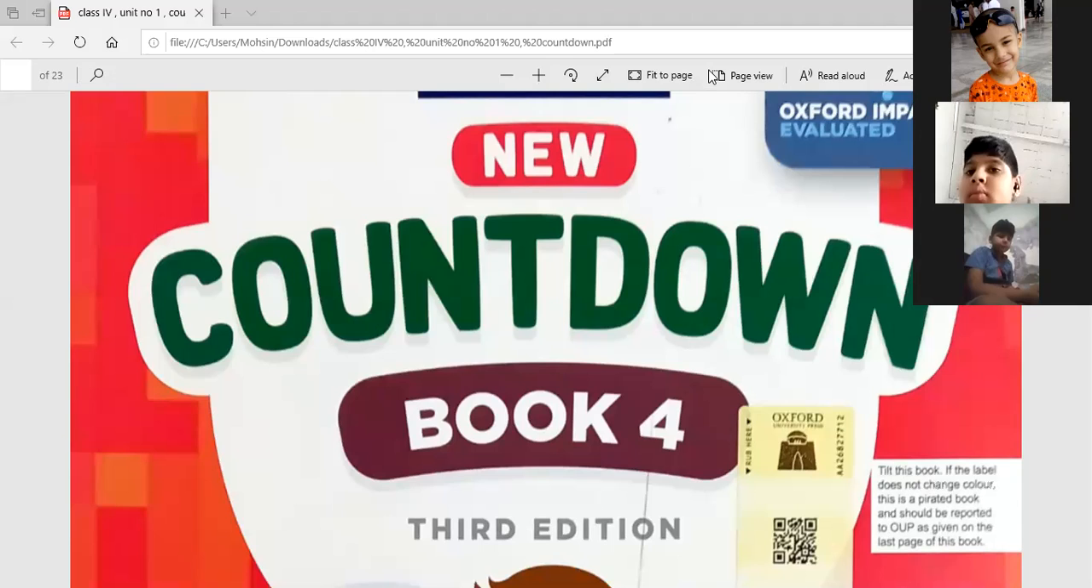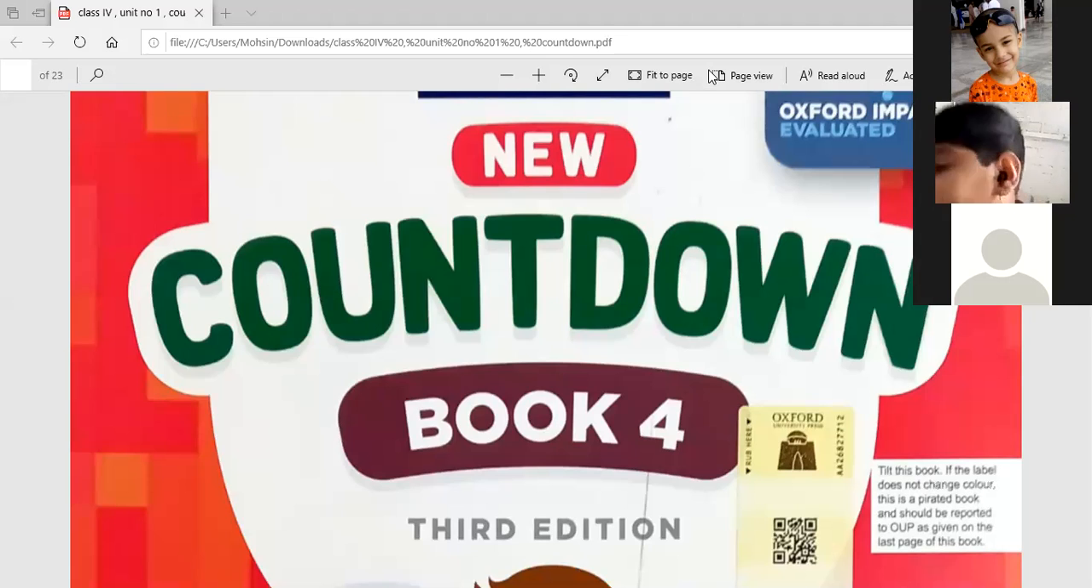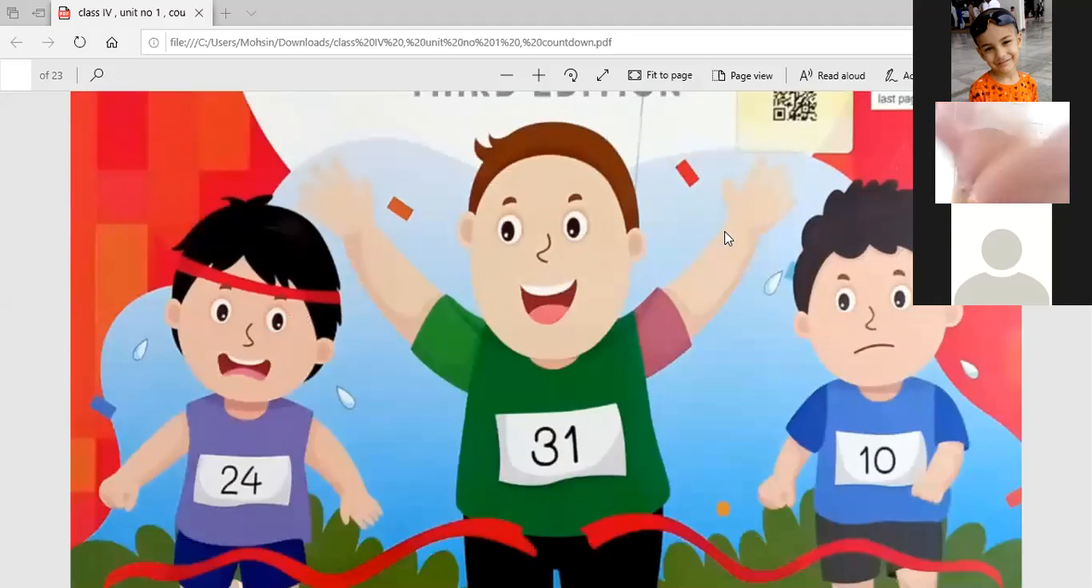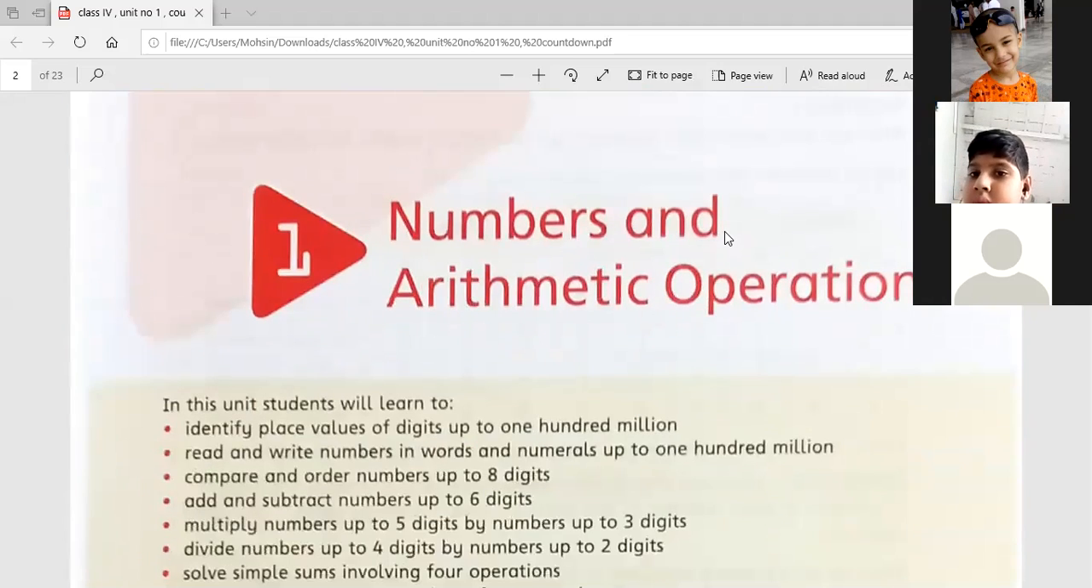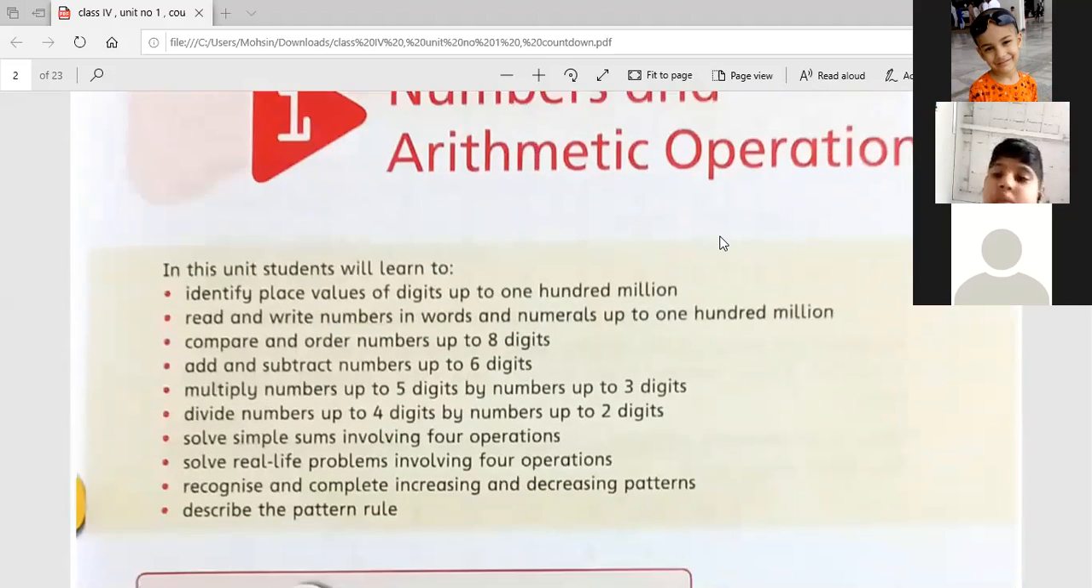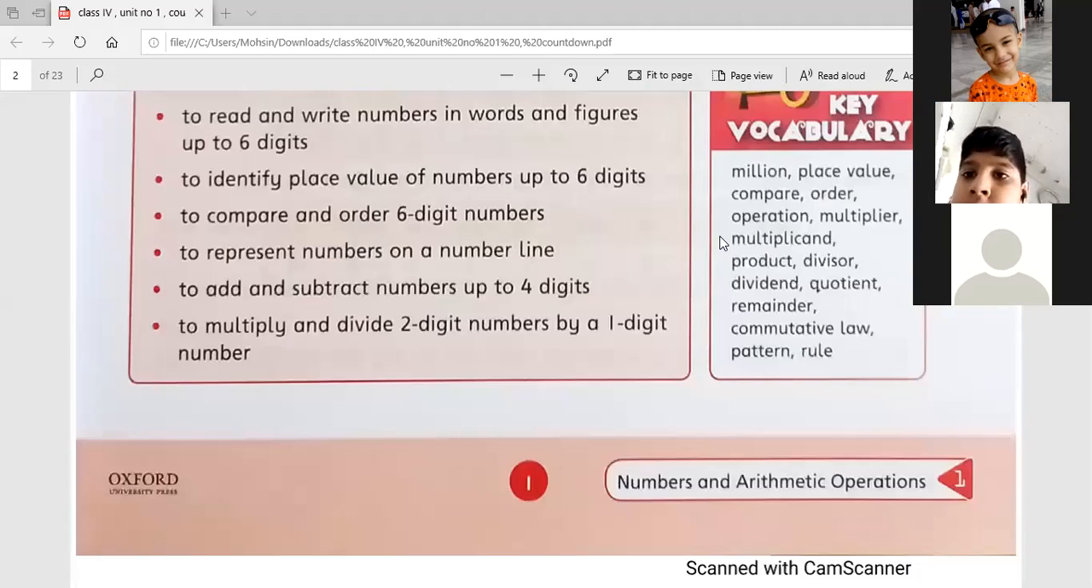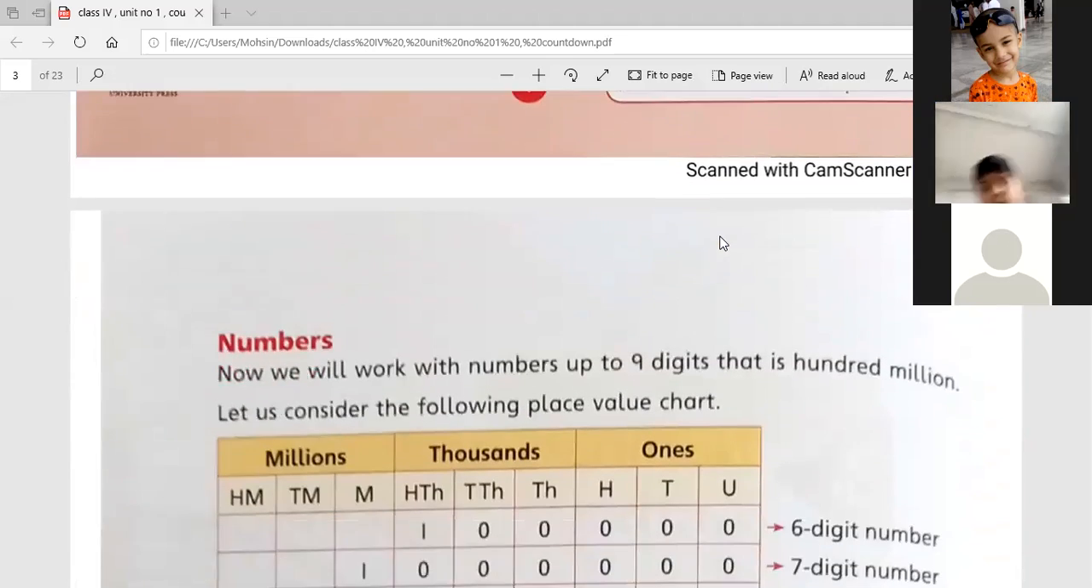Now open your math book. We start the new book, Countdown 4. We are going to read Unit 1, that is numbers and arithmetic operations. This one. Now, in the last class, we had done page numbers 2 and 3.